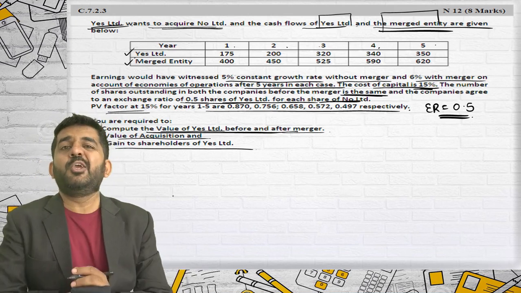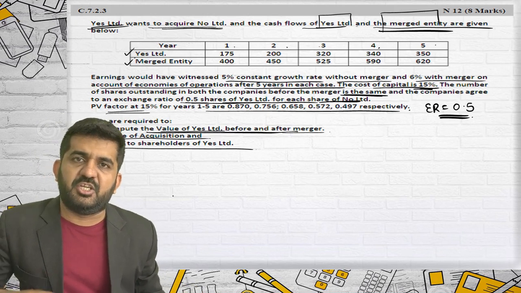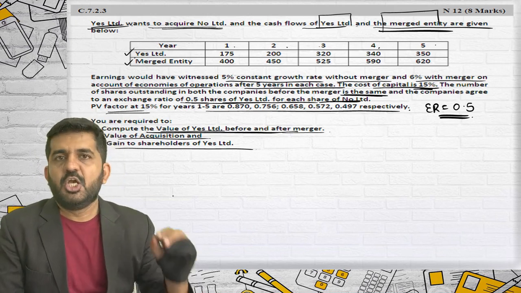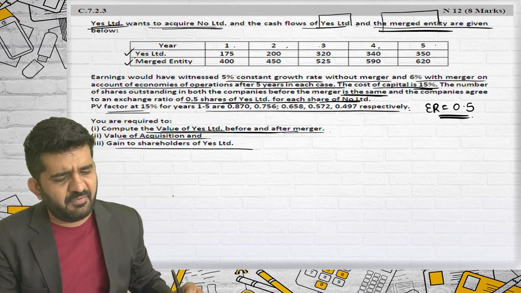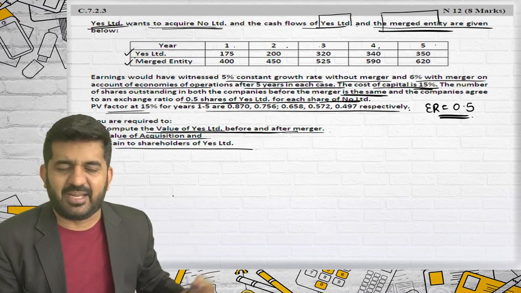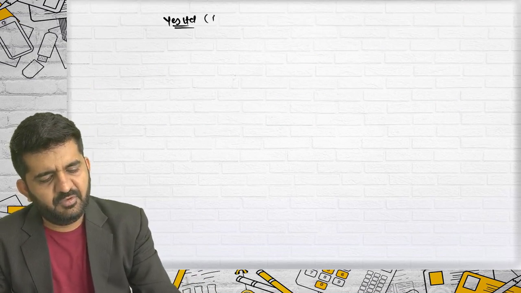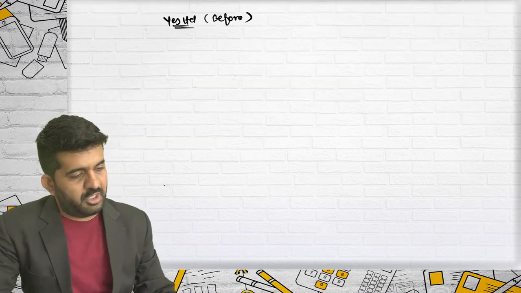First, the value of both the companies. Which both the companies? Yes Limited before merger and Yes Limited after merger. So it is a practical question of present value. Let me find out before merger, and after merger, I'll be writing directly. Before merger, I am finding it out for Yes Limited, before merger. What are the cash flows?